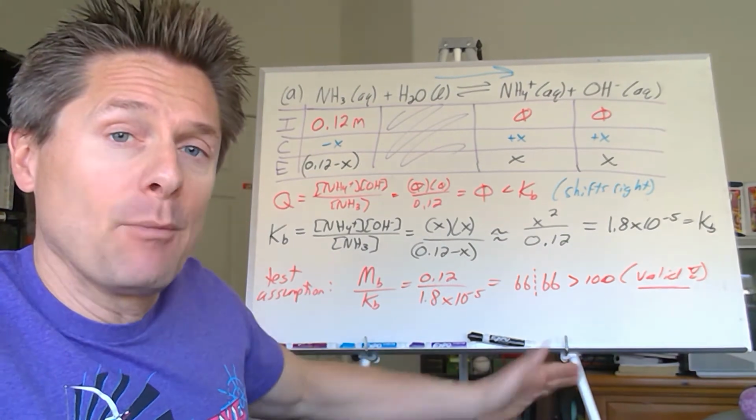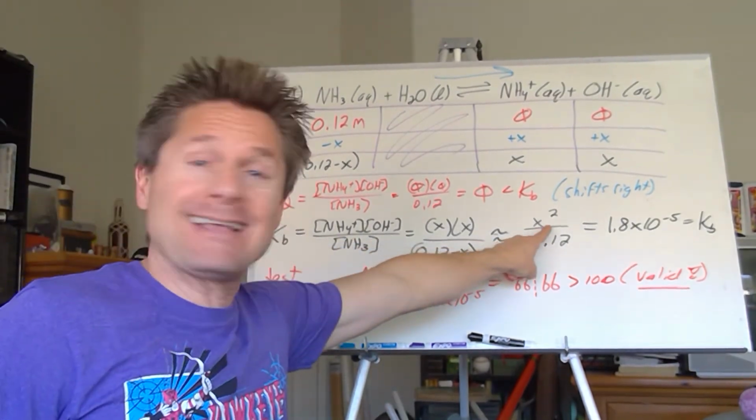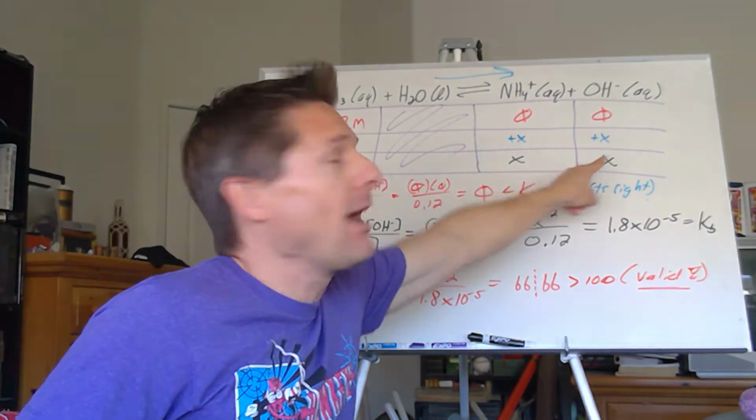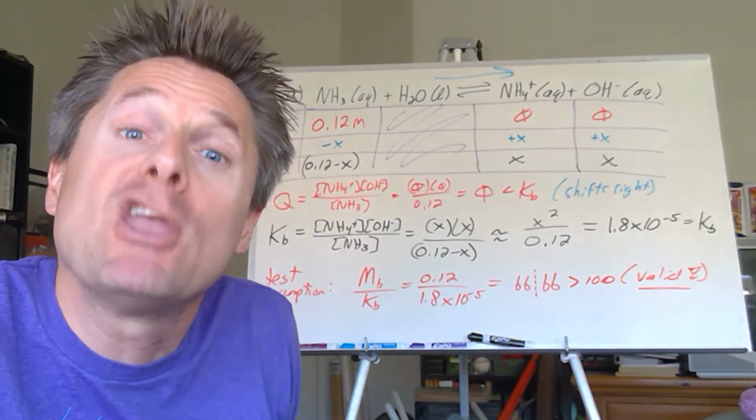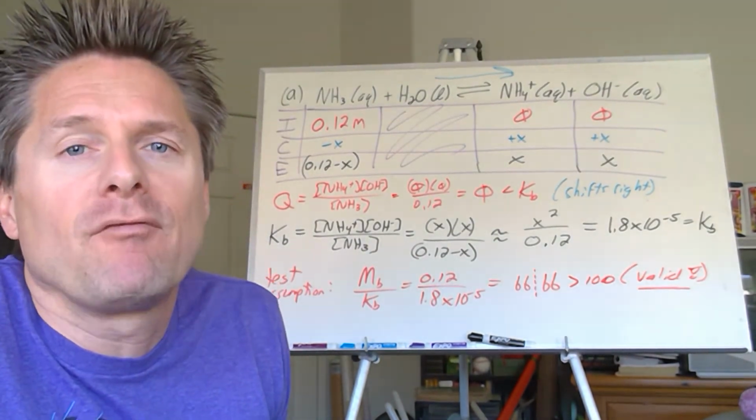So let me erase this. I'll put up a new board. We're going to solve for X. And X is our hydroxide ion concentration. Get the pOH from that. And then subtract that from 14 to get our pH.